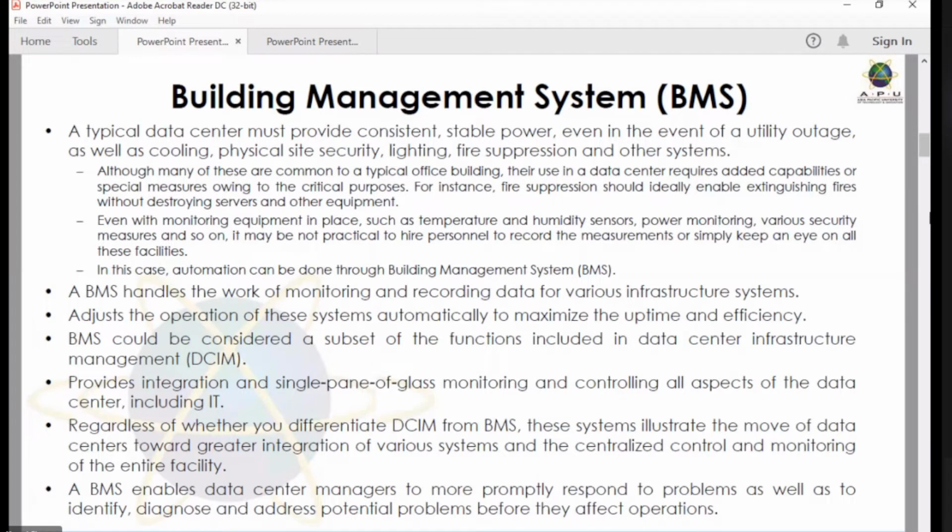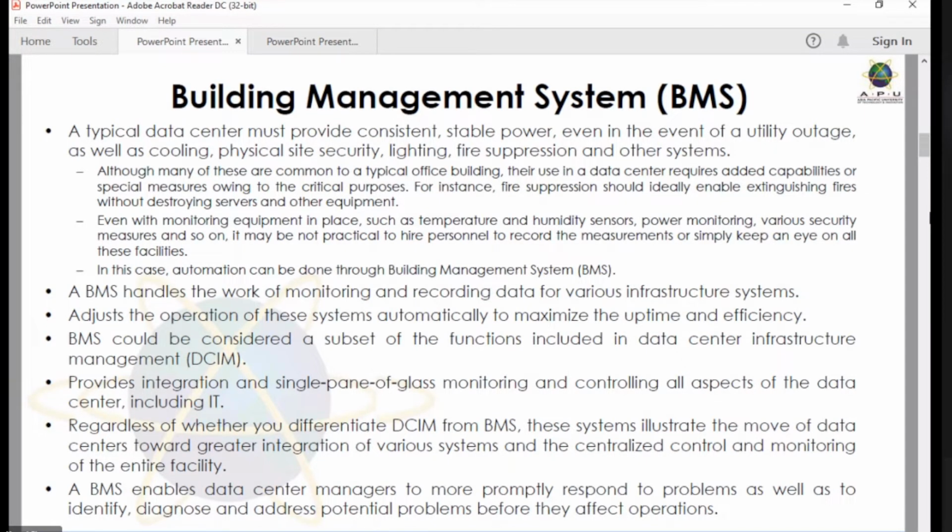BMS could be considered a subset of functions included in data center infrastructure management. So it is a subset of DCIM, okay? BMS is not DCIM, okay? It cannot do all the data center infrastructure management work, but it is just the subset. It is a part of data center infrastructure management.